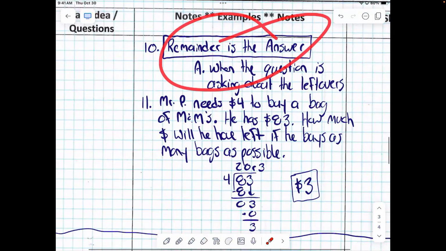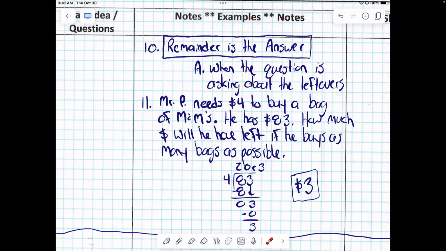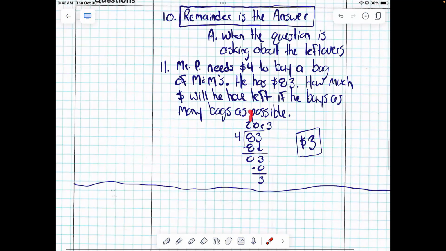Again, I go to the store, $83, buy bags of M&Ms, buy as many as I can. Could buy 20 bags of M&Ms. How much money do I have left? 3. How much money will I have left? I have $3 left over. Was I in trouble with my wife? Yes. Why? I didn't have enough money to buy medicine. In this situation, when the question's asking how much money is left over, the remainder is how much money is left over, right? Yes. We good?